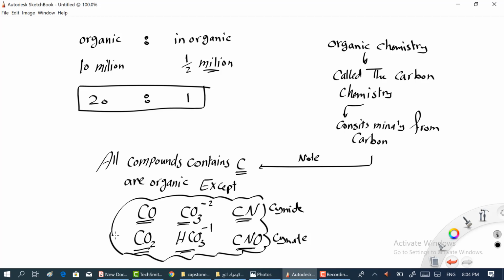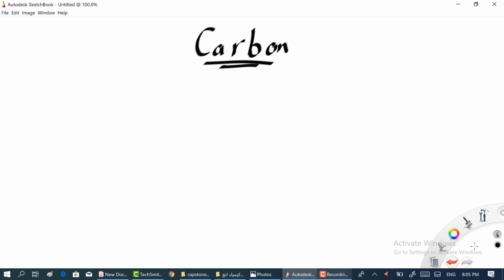طيب, let's talk about why we will find the variety in the organic compounds. The variety of the organic compounds comes from the carbon, since the carbon can attach in different ways. Why does carbon give the variety for the organic compounds?